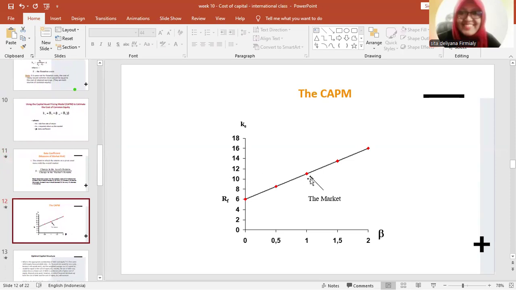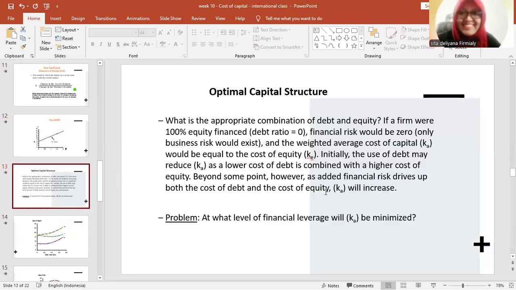You can see right here the line, the market line, the SML, the security market line, and then we have efficient portfolios right here. The nearest one goes to the SML, and that is the more efficient one. Remember that one. And then the optimal capital structure.